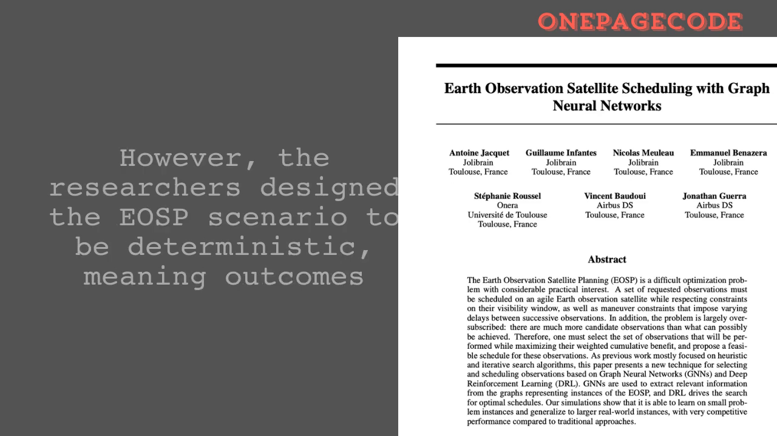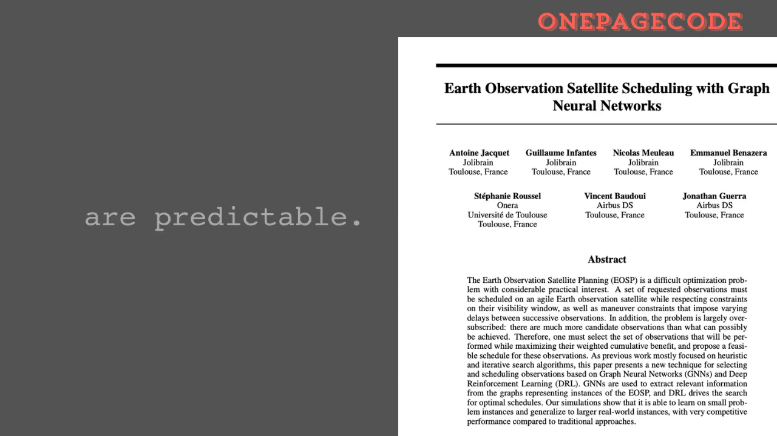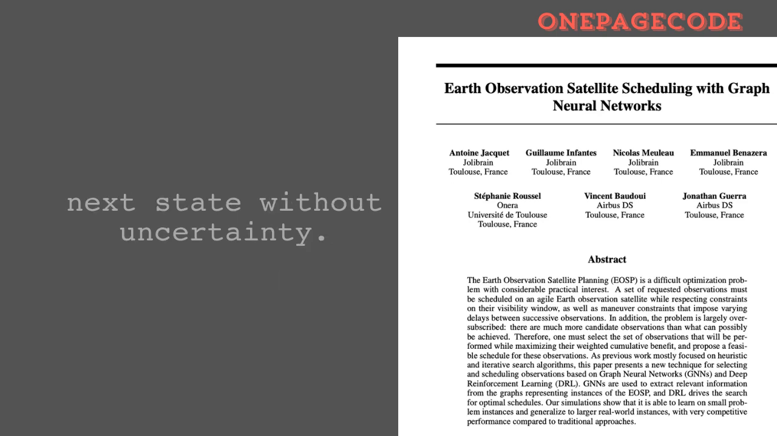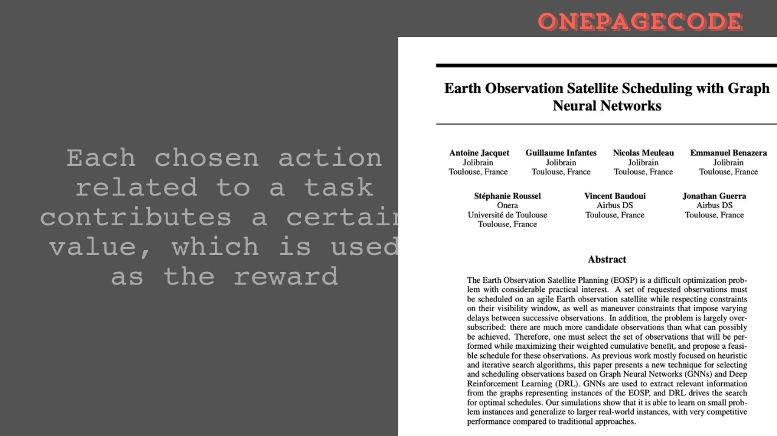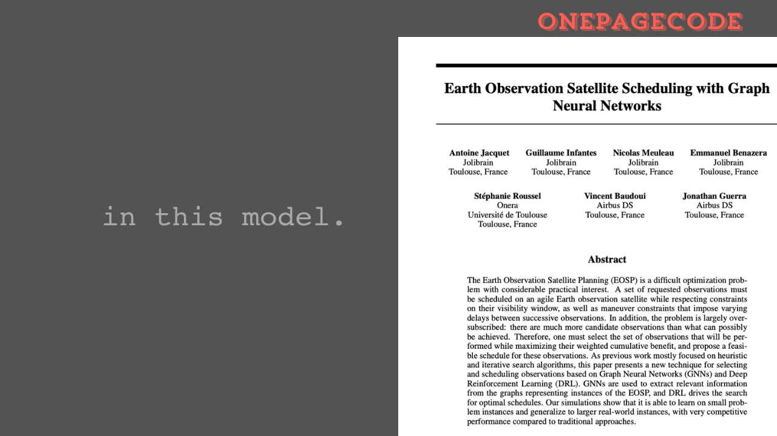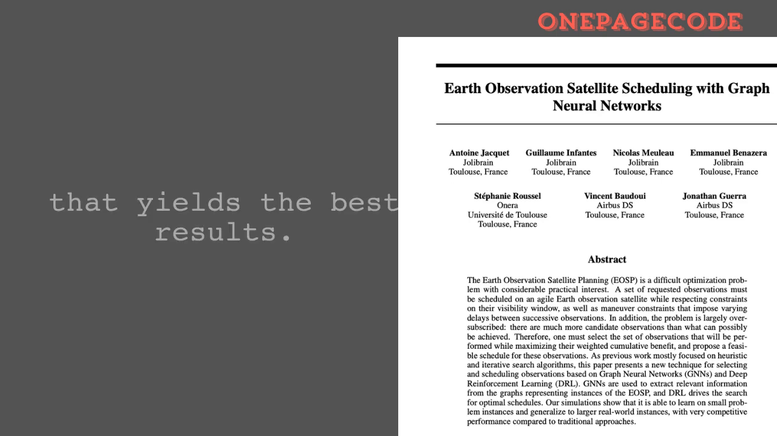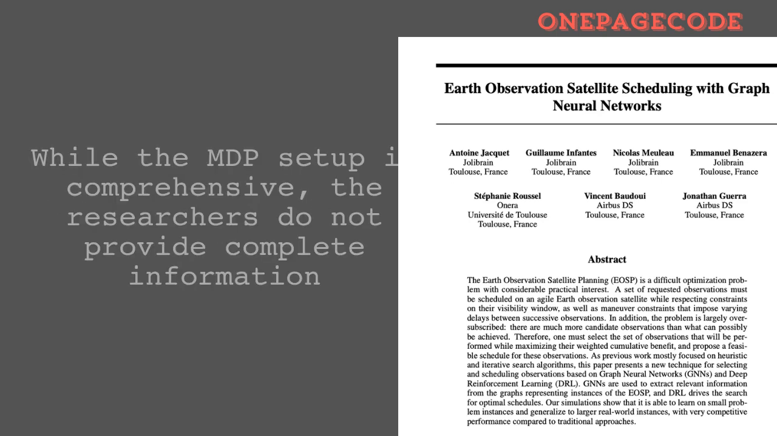However, the researchers designed the EOSP scenario to be deterministic, meaning outcomes are predictable. When starting from a particular state and taking an action, the results lead to a specific next state without uncertainty. Each chosen action related to a task contributes a certain value, which is used as the reward in this model. The goal is to enhance the total rewards from these actions over time, building up a schedule that yields the best results.